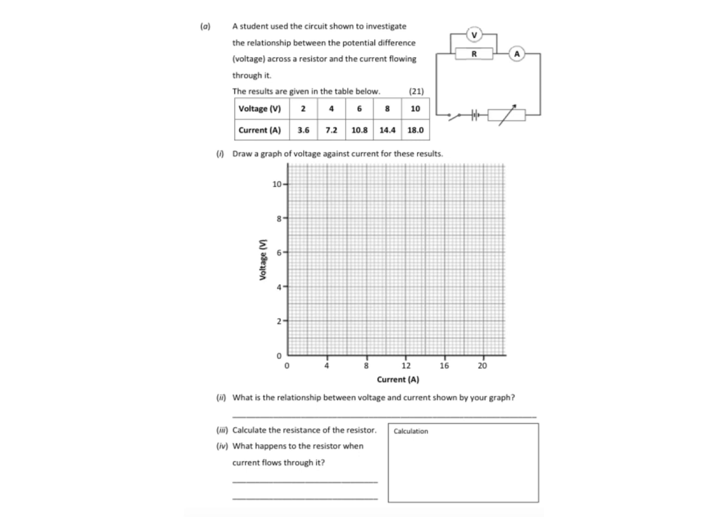Our voltage is 2 and our current is 3.6. So we're going to go to voltage of 2 and go across 3.6, which is going to give me a point roughly there. Voltage of 4, current of 7.2 will be roughly there. 6 and 10.8 will be there. 8 and 14.4 will be there. And finally 10 and 18 will be exactly there. Now with a ruler, I'm going to join those together. Hopefully we get a perfect straight line.